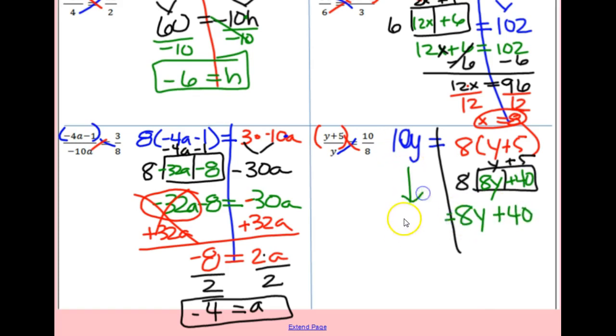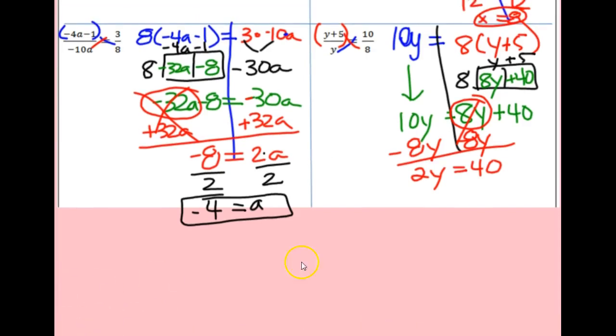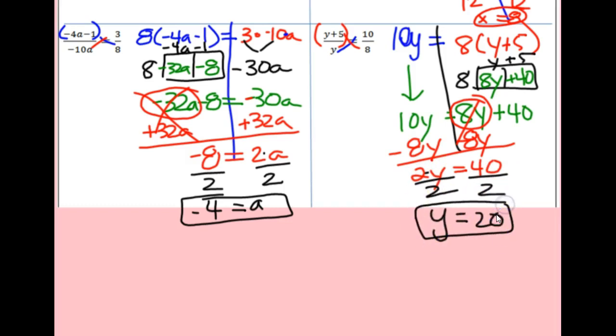And over here, I didn't do anything, I just have 10y. Well, I have y's on both sides. I need them only on one side, so I'm going to move this one over to be with the other y's. I'm going to subtract 8y. And that leaves us with 2y equals 40. And then last, the opposite of multiply is divide by 2. Y equals 20. 40 divided by 2 should give us a nice 20.